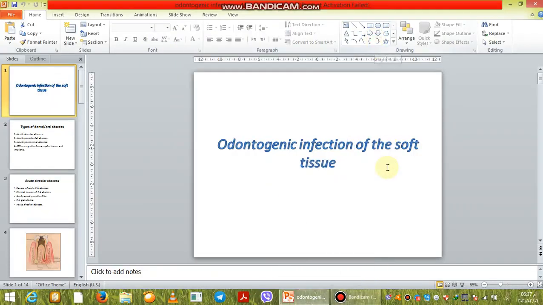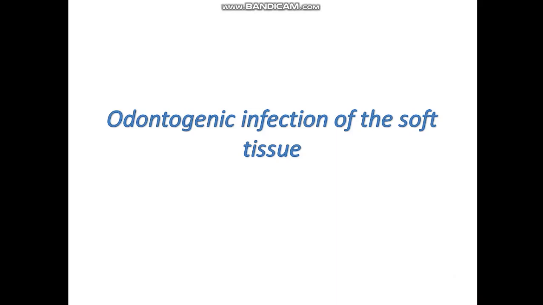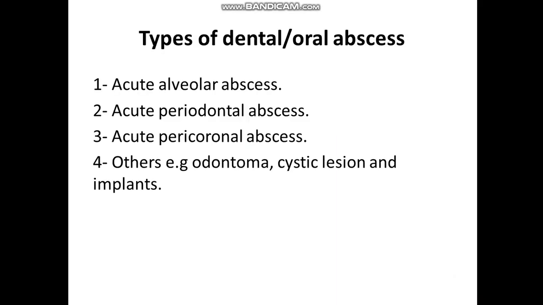So our lecture today is odontogenic infection of the soft tissue. Actually, the infection in the oral cavity either could be of odontogenic or non-odontogenic. Odontogenic infection usually arises either from the pulp or from the periodontium, the structures surrounding the tooth. Sometimes this infection also might be associated with infected cystic lesion or odontoma or even dental implants.